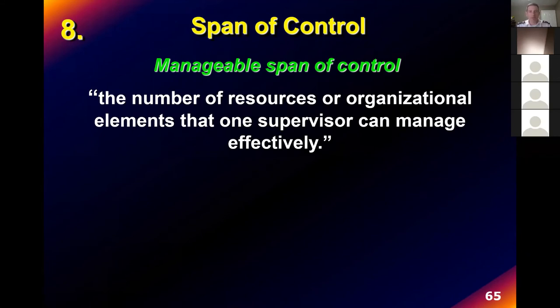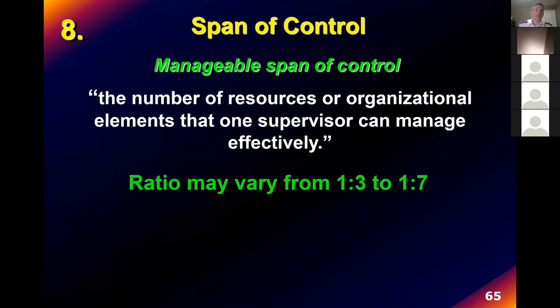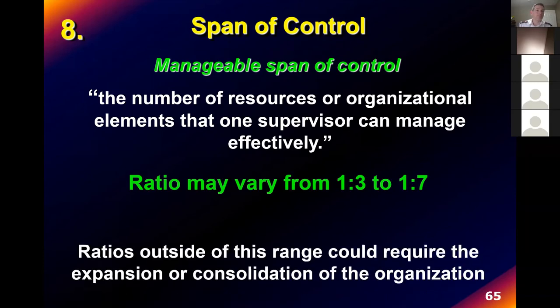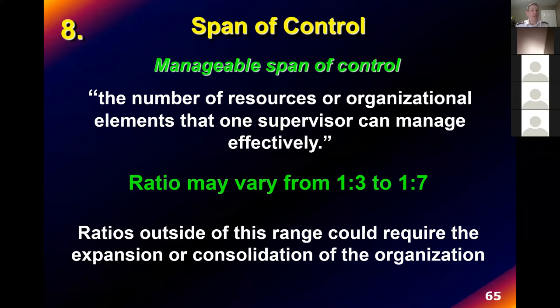There may be some exceptions where you might have unit crews and other specially trained crews that do it a little differently, but typically just keep that in mind, the 3 to 7. All right, so again, 1 to 3 or 1 to 7. Any ratios outside of this range could require the expansion or the consolidation of the organization. So that's where we start bringing in our ICS principles to keep that span of control appropriate for what we're doing.